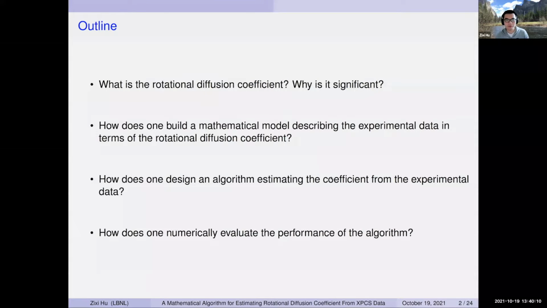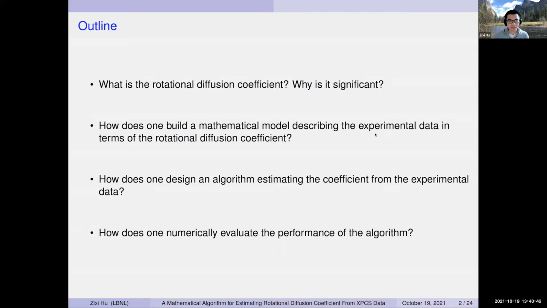So in this talk, I'm going to answer the following questions. First, what is the rotational diffusion coefficient? Why does it matter? Then, if we want to estimate this coefficient from some experimental techniques, how does one build a mathematical model relating the experimental data with the rotational diffusion coefficient? And then on top of this model, the next question is, how does one design a numerical algorithm to extract the rotational diffusion coefficient from the data? And the last question is, naturally, how does one evaluate the performance of the algorithm?